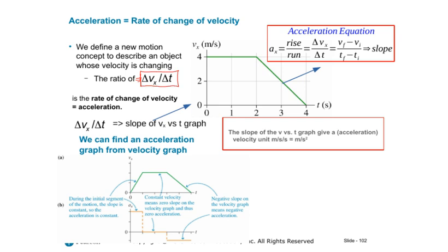Since we have change in velocity now, we have a new definition, and it's called acceleration. It's simply the rate of change of velocity. Remember, velocity is the rate of change of distance, acceleration is the rate of change of velocity, and I can find the acceleration using this equation: change in velocity over change in time. Now, I put it here.